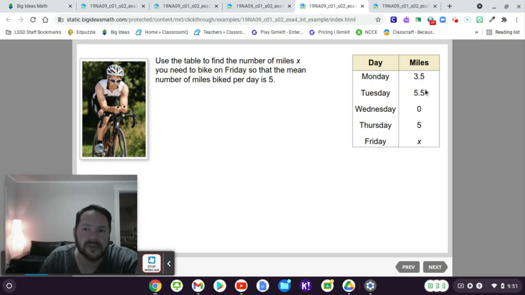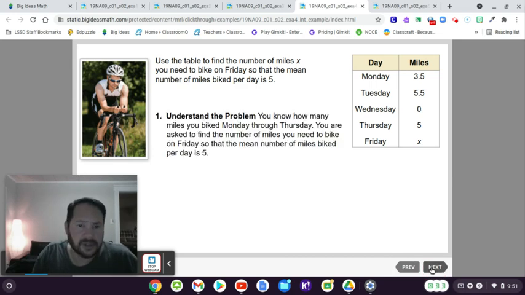So we have 3.5 on Monday, 5.5 Tuesday, 0 Wednesday, 5 on Thursday. And the question is, how many do we bike on Friday to have an average of 5? So that's what this mean is right here. You've got to find the average. All right. So the first thing you want to do is make sure you understand the problem. So read that over. Make sure you understand that.